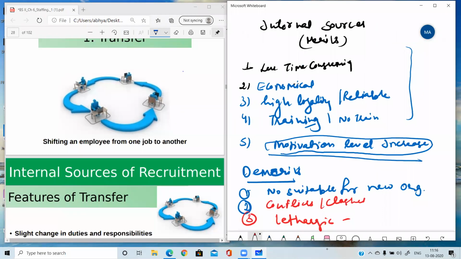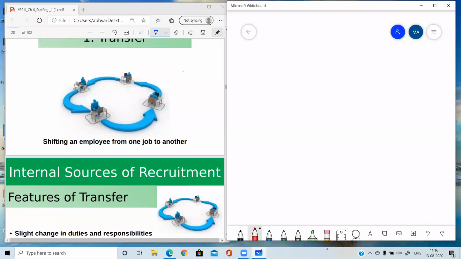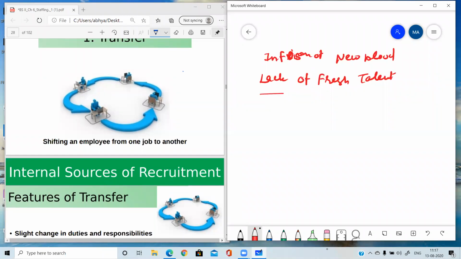One most important point is, if this is the policy of the organization that every time the new higher level employees will be taken from promotions only, then there will be stoppage of the infusion of new blood. Infusion of new blood means lack of fresh talent, we can say. Lack of fresh talent, because the old people are having their old methods, old technologies. So when vacancies are filled always only through internal promotions, there is a limited choice. You can write this point as a limited choice also.